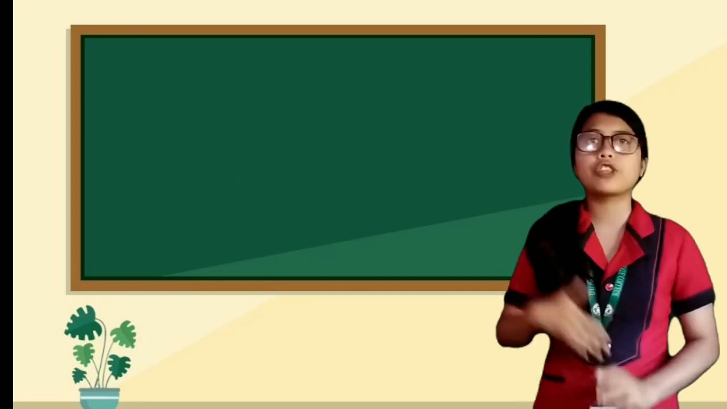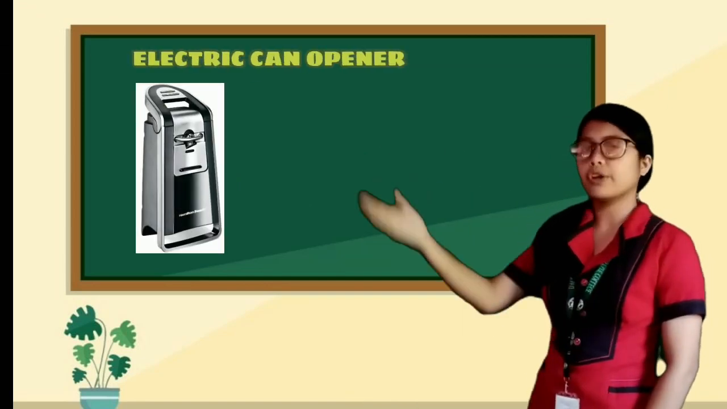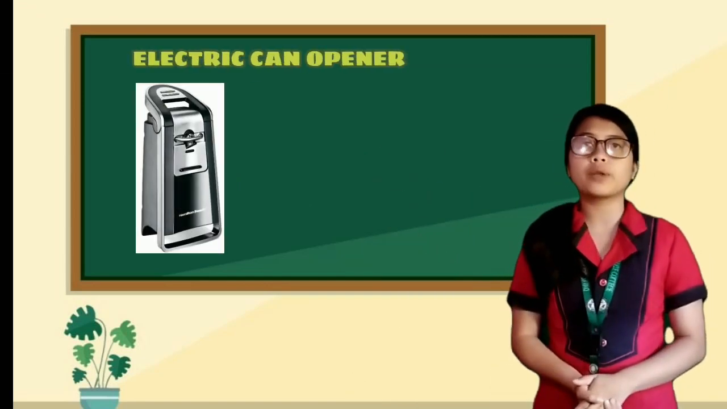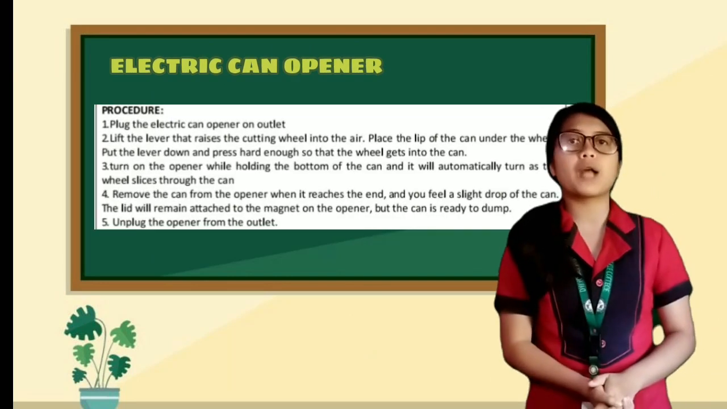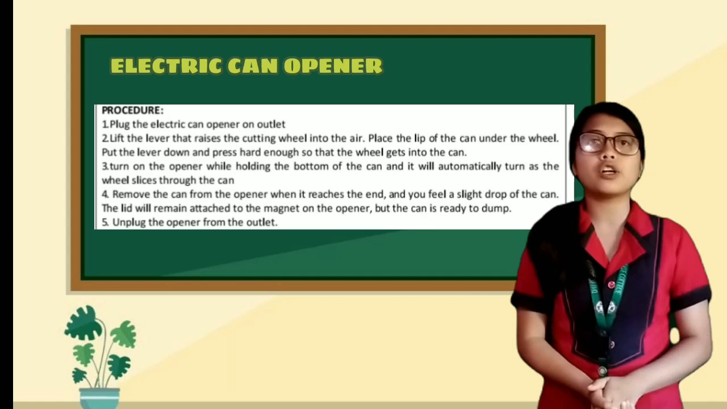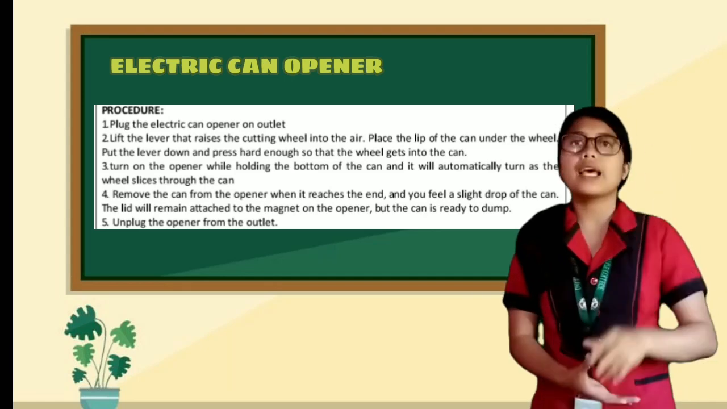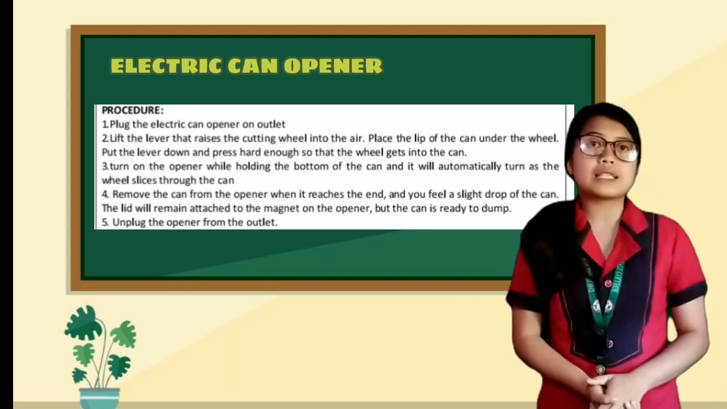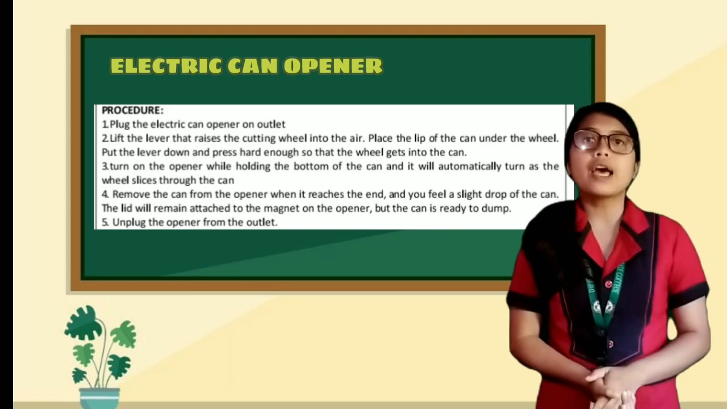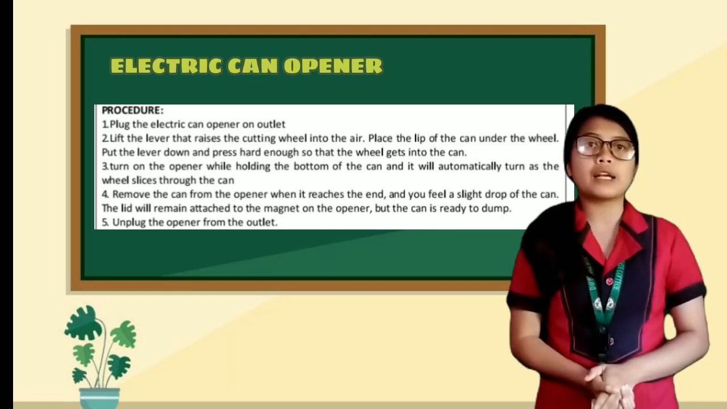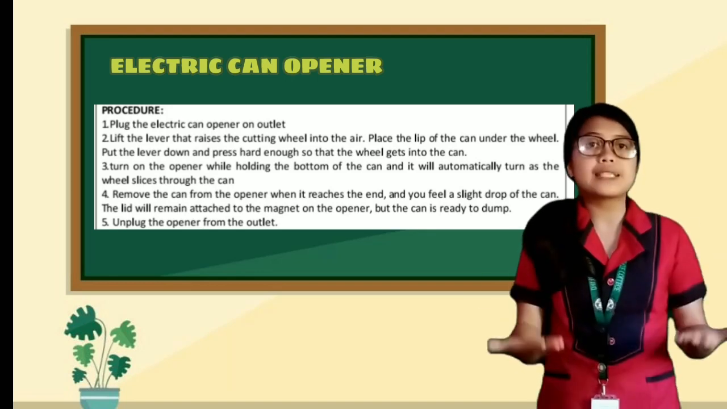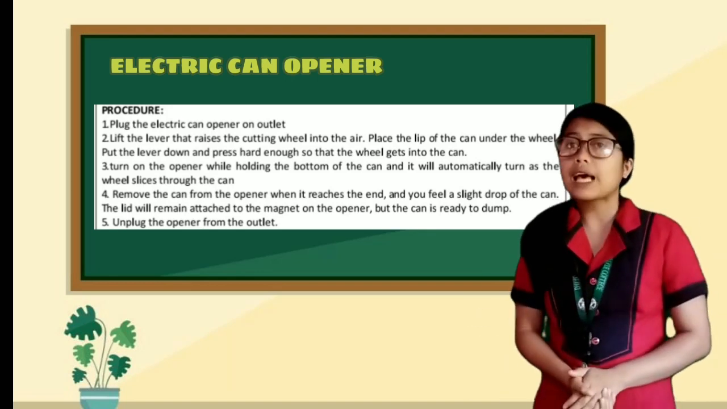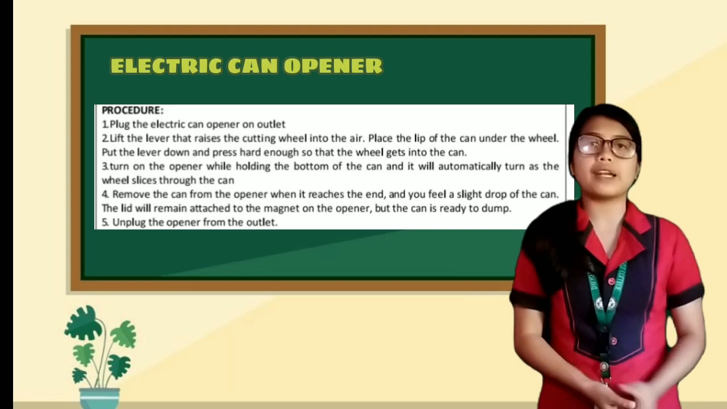Okay, next we have the electric can opener. So how to operate an electric can opener? First, you have to plug the electric can opener into an outlet. Second, lift the lever that raises the cutting wheel into the air and place the lip of the can under the wheel. And put the lever down and press hard enough so that the wheel gets into the can.